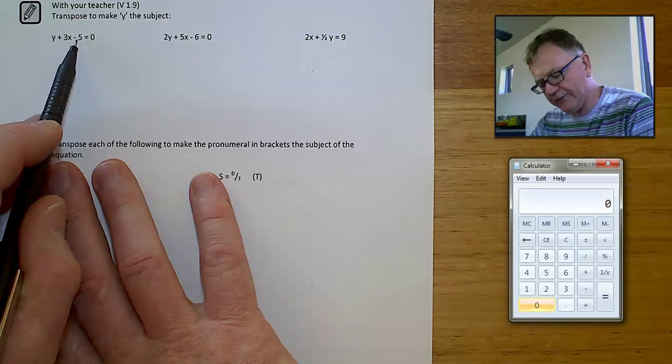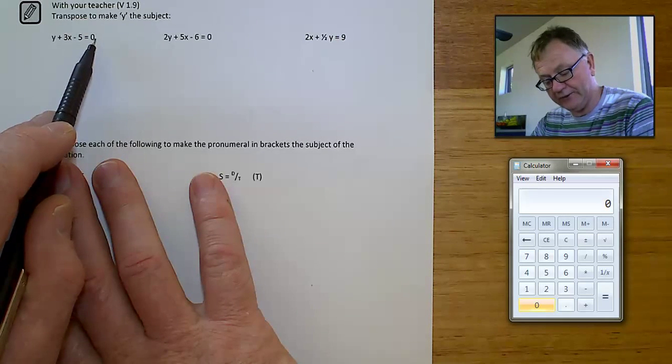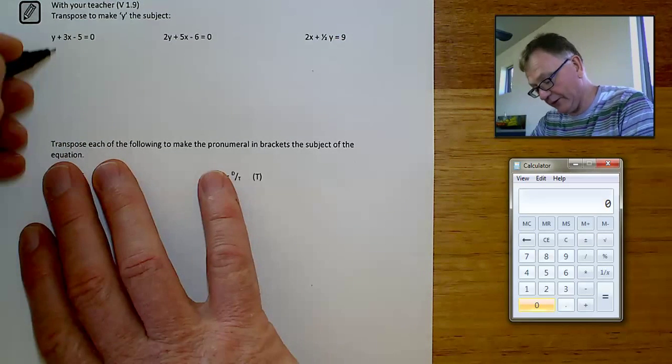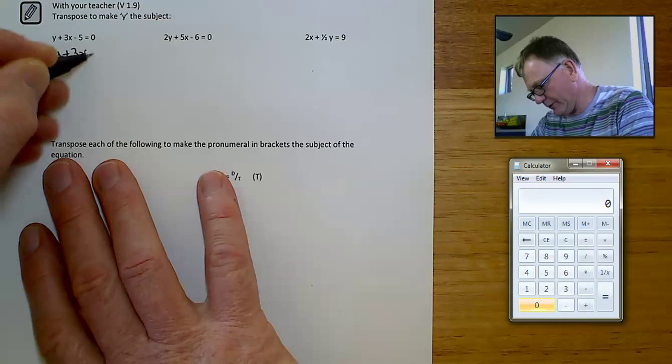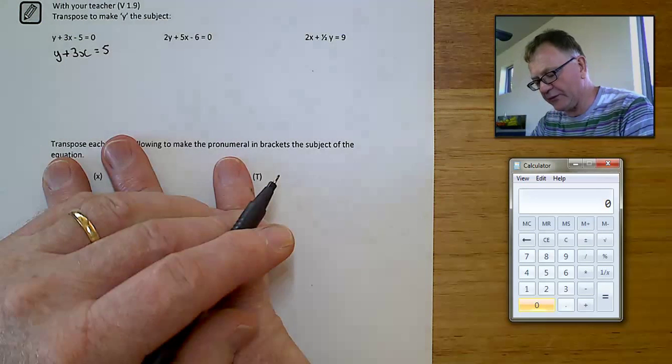If I was to add 5 to this side of the equation, I've also got to add 5 to that side of the equation. And if I do add 5 to this side of the equation, at the moment it's minus 5, if I add 5, that 5 is going to disappear. So in other words, if I add 5 to both sides of the equation, this is what I'm going to get. That's good, because I'm starting to get there.